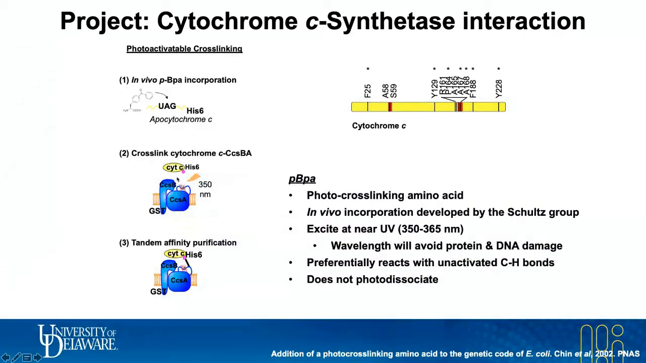So our next step is to do the cross-linking reaction. So expose the proteins to 350 nanometers of light, get the cross-link complex, and use tandem affinity purification to purify and identify where the cross-link has occurred. And we're hoping that by doing this, we can understand how cytochrome C interacts with CCSBA and really define our active site.